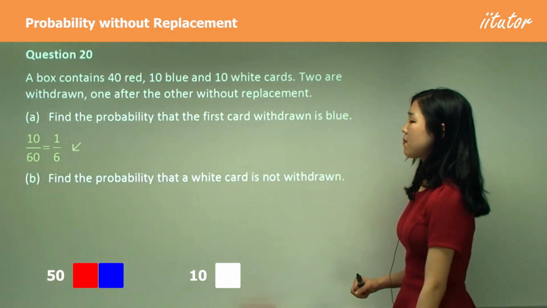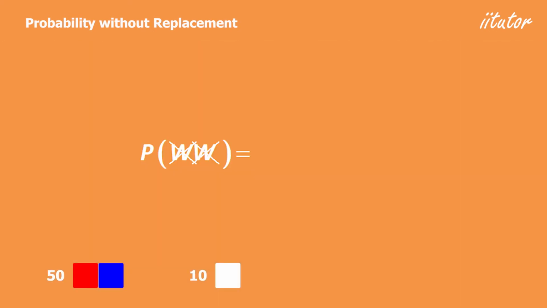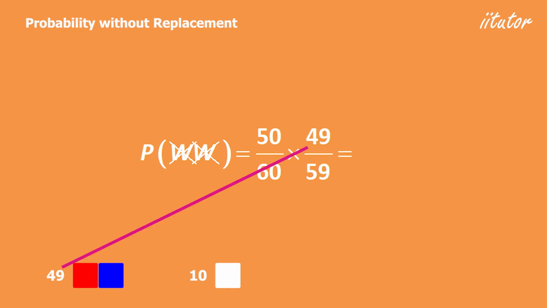B. Find the probability that the white card is not withdrawn. The rest, which is 50, because white is 10, so the remaining are 40 plus 10, which is 50 out of 60. And the second one, I don't want it to be a white as well. So it's going to be 49, because 1 less than 50 is 49. Because I've already picked 1 out of that 50, I'm going to have 49 left.